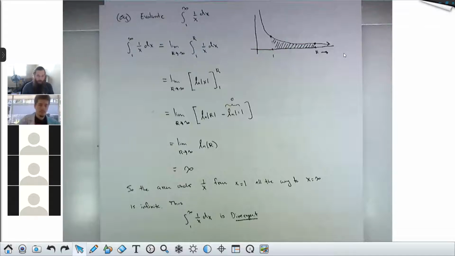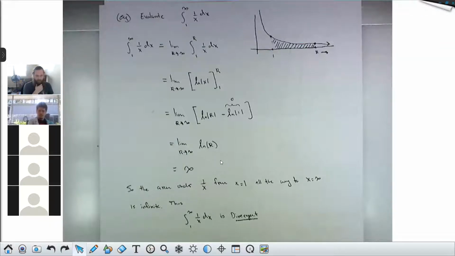There are geometric arguments that you can make, but the simplest argument is the one right here. Here's the area from 1 to r. We get a formula for that in terms of the variable r. And then as we send r to infinity, we get infinity out. So that area has got to be infinite.